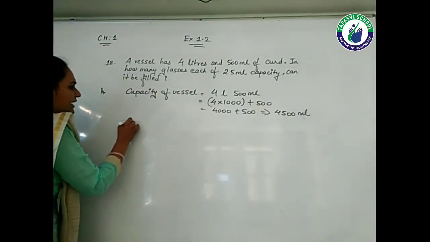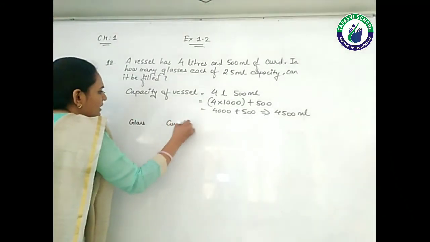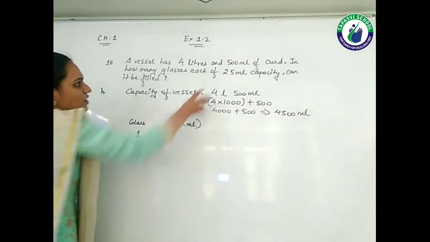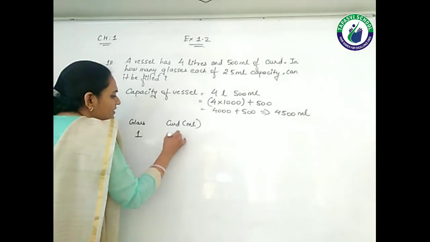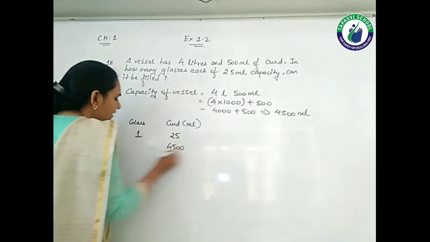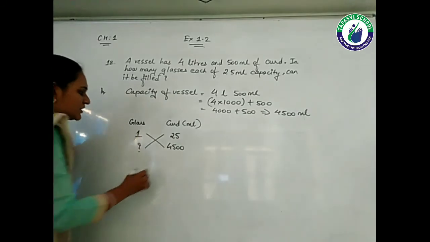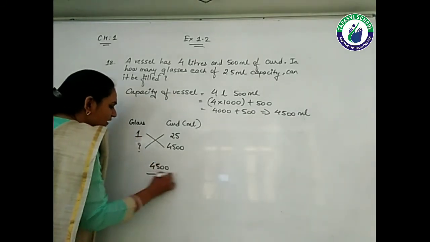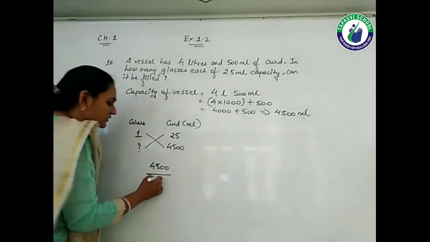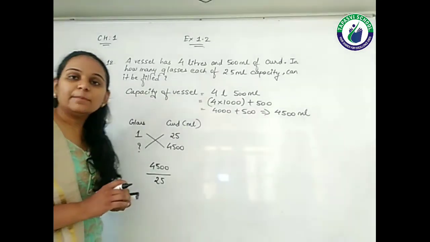So on one side I will be writing the glass, another side I will be writing the curd, that too in the ml. So in one glass how much curd can be filled? So that is 25. So total how much curd we are having? 4500. So how many glasses can be filled? So 1 multiplied by 4500, that means 4500. The one which is multiplied with the question mark, that needs to be taken down. That means 25 will be coming down. So we need to divide 4500 by 25.